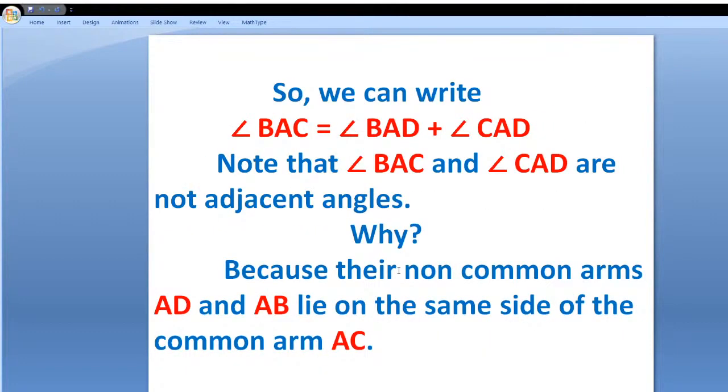Note that BAC and CAD are non-adjacent angles. Why? Because their non-common arms AD and AB lie on the same side of the common arm.